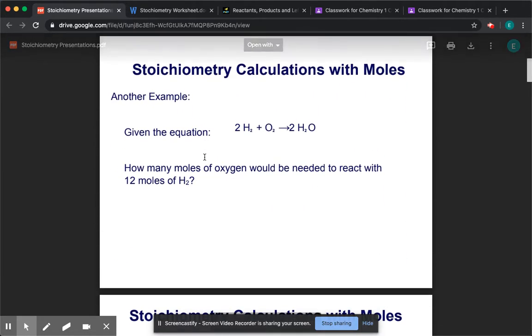Okay, let's do another example. And this one we're going to do on our own from scratch. And this is the idea for today.